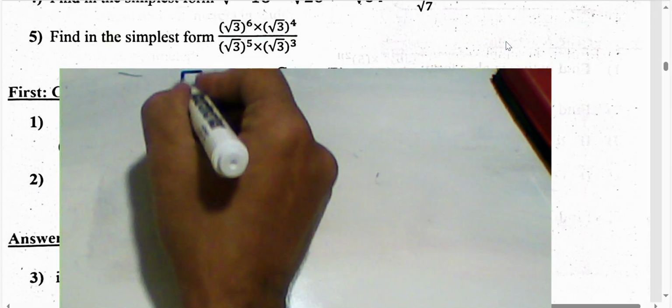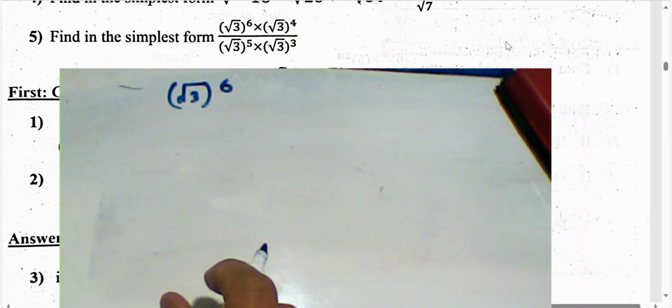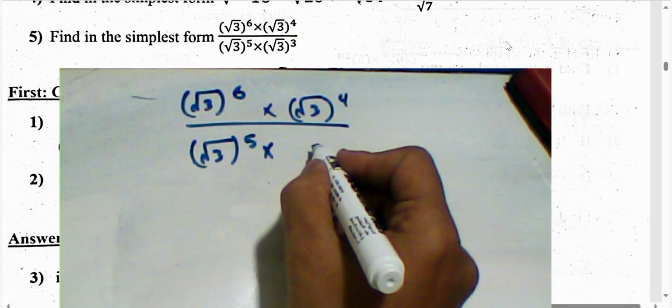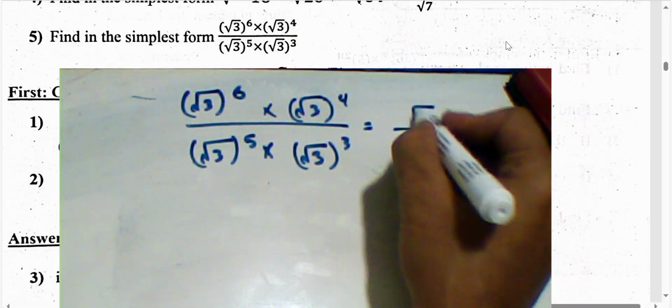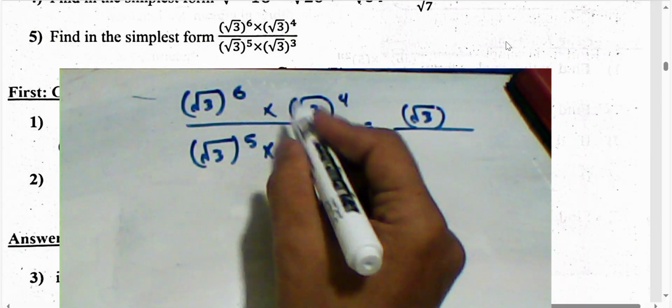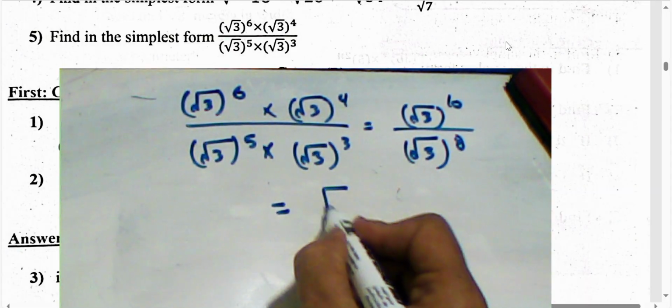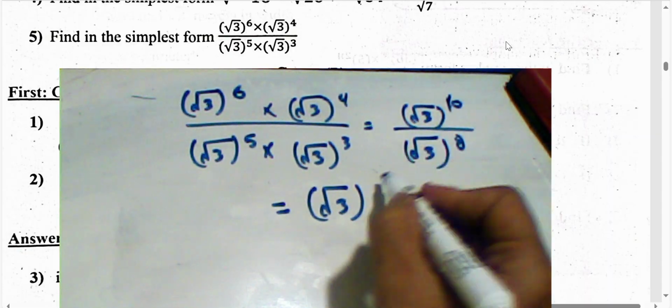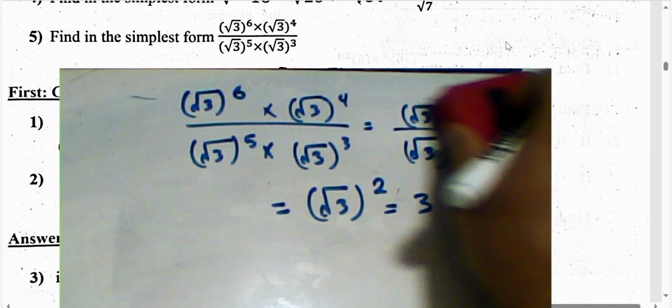Number 5, simplest expression. We have the square root of 3 to the power 6 minus the square root of 3 to the power 4, over the square root of 3 to the power 5 minus the square root of 3 to the power 3. Now we can collect the powers because we have similar bases. 6 plus 4 equals 10, and in the denominator 5 plus 3 equals 8. Then we write the square root of 3 to the power 10 minus 8 equals 2. Root 3 to the power 2 will be 3, reduced by itself. Understood this example?